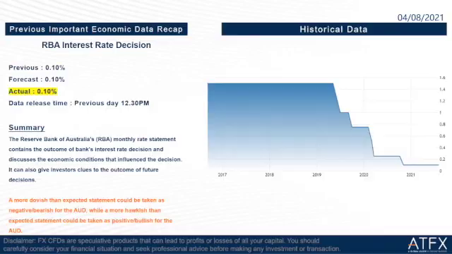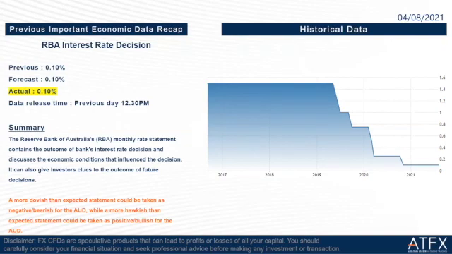So first part, we will take a recap on our previous important economic data. The first one is the RBA, Reserve Bank of Australia, interest rate decision. The previous is 0.1%, the forecast is 0.1, and the actual is still the same 0.1%. They kept their interest rate unchanged.